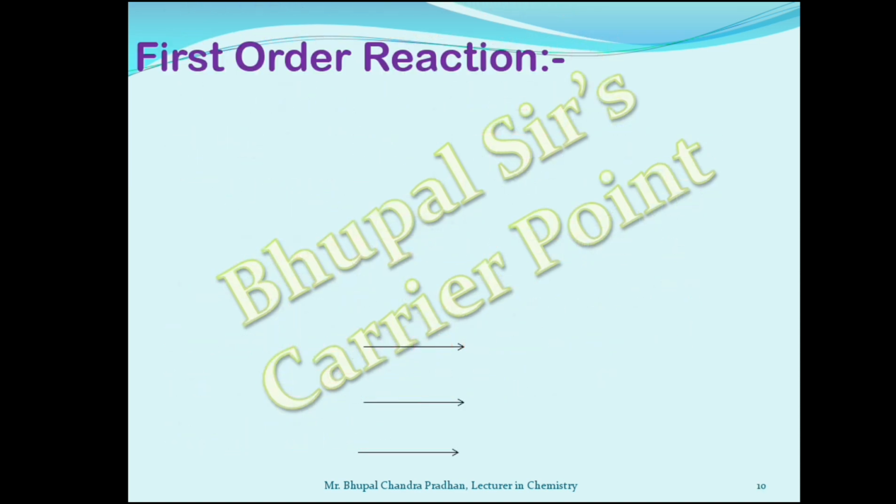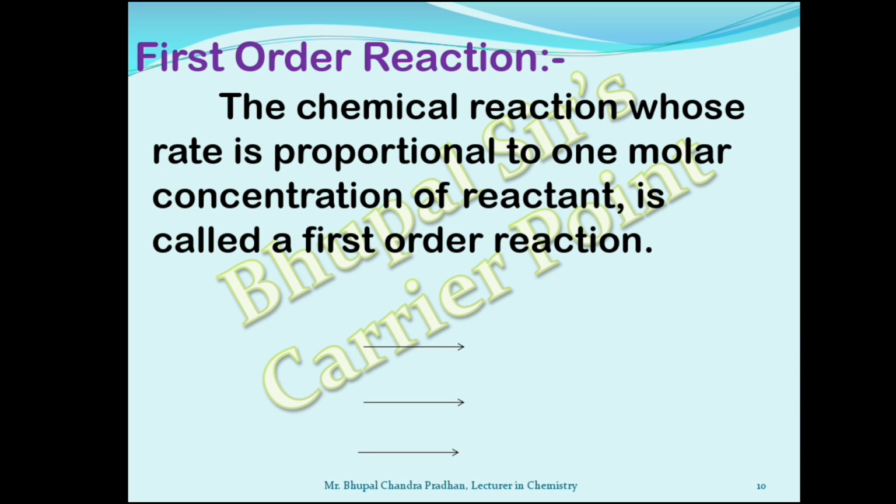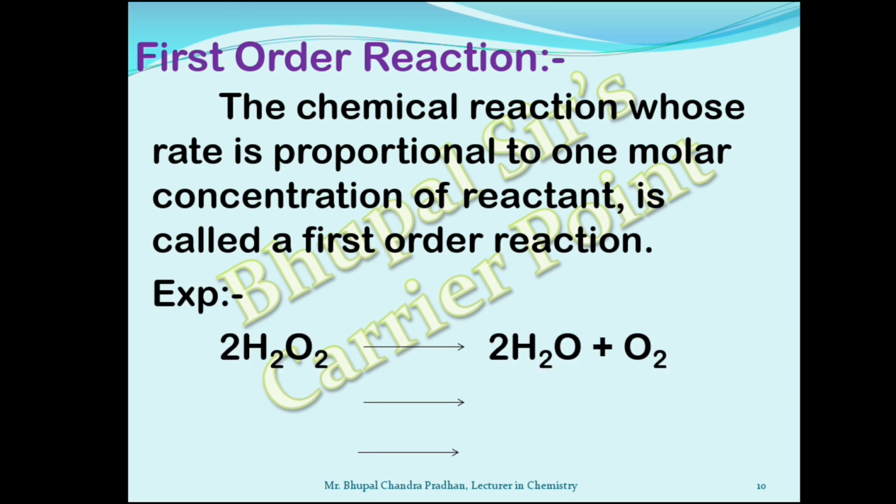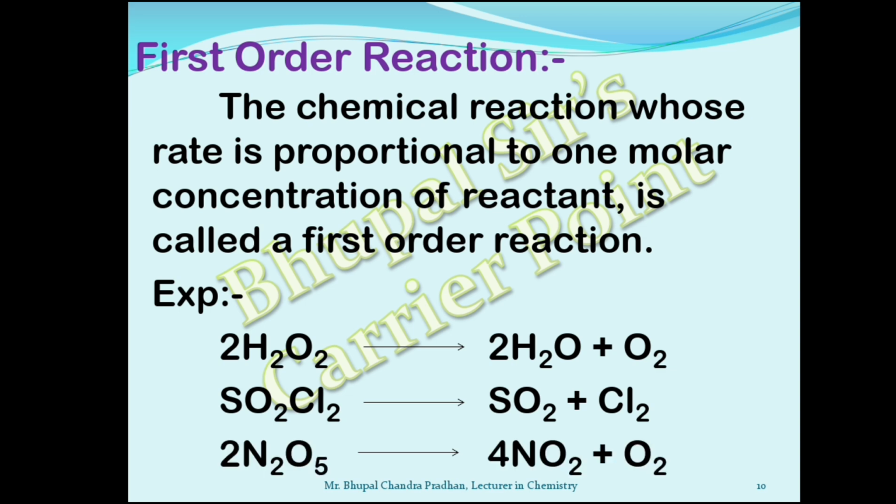First of all, what is a first order reaction? The chemical reaction whose rate is proportional to the first power of the molar concentration of the reactant is called a first order reaction. For example, decomposition of H2O2 to give water and O2 is an example of a first order reaction. Decomposition of SO2Cl2 to give SO2 and Cl2 is also an example. Decomposition of nitrogen pentoxide to give NO2 and O2 is also an example of a first order reaction.